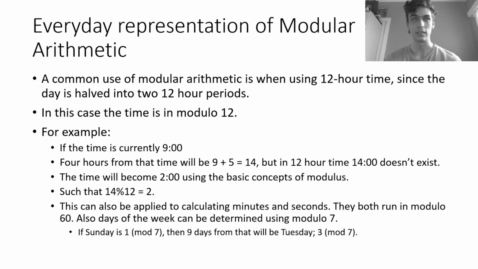This can also be applied to calculating minutes and seconds, as they both run in modulo 60. Also, days of the week can be determined using modulo 7. For example, if Sunday is 1 mod 7, then 9 days from that will be Tuesday, which is 3 mod 7.